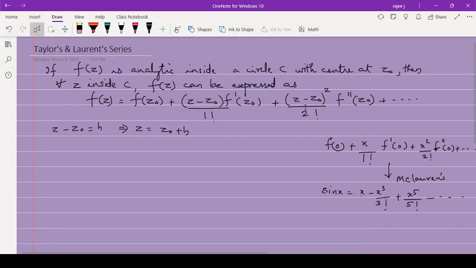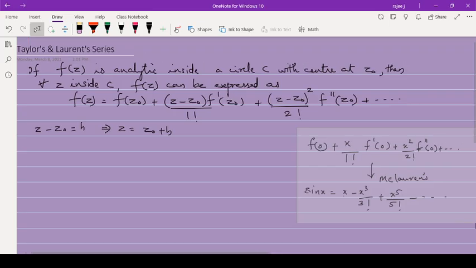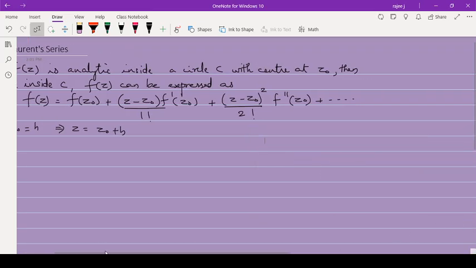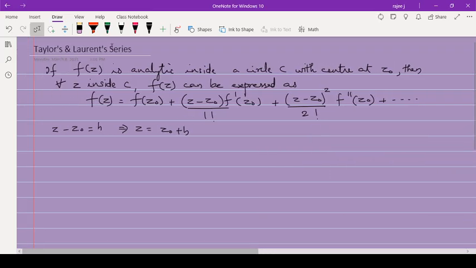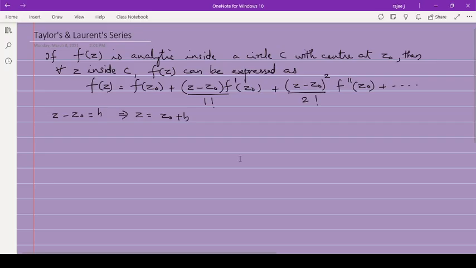I will give you some formula for the expansion. Here the Taylor series is not that important, so I am not going to put much stress here. The Laurent series is very important here. So the second one is the Laurent series.